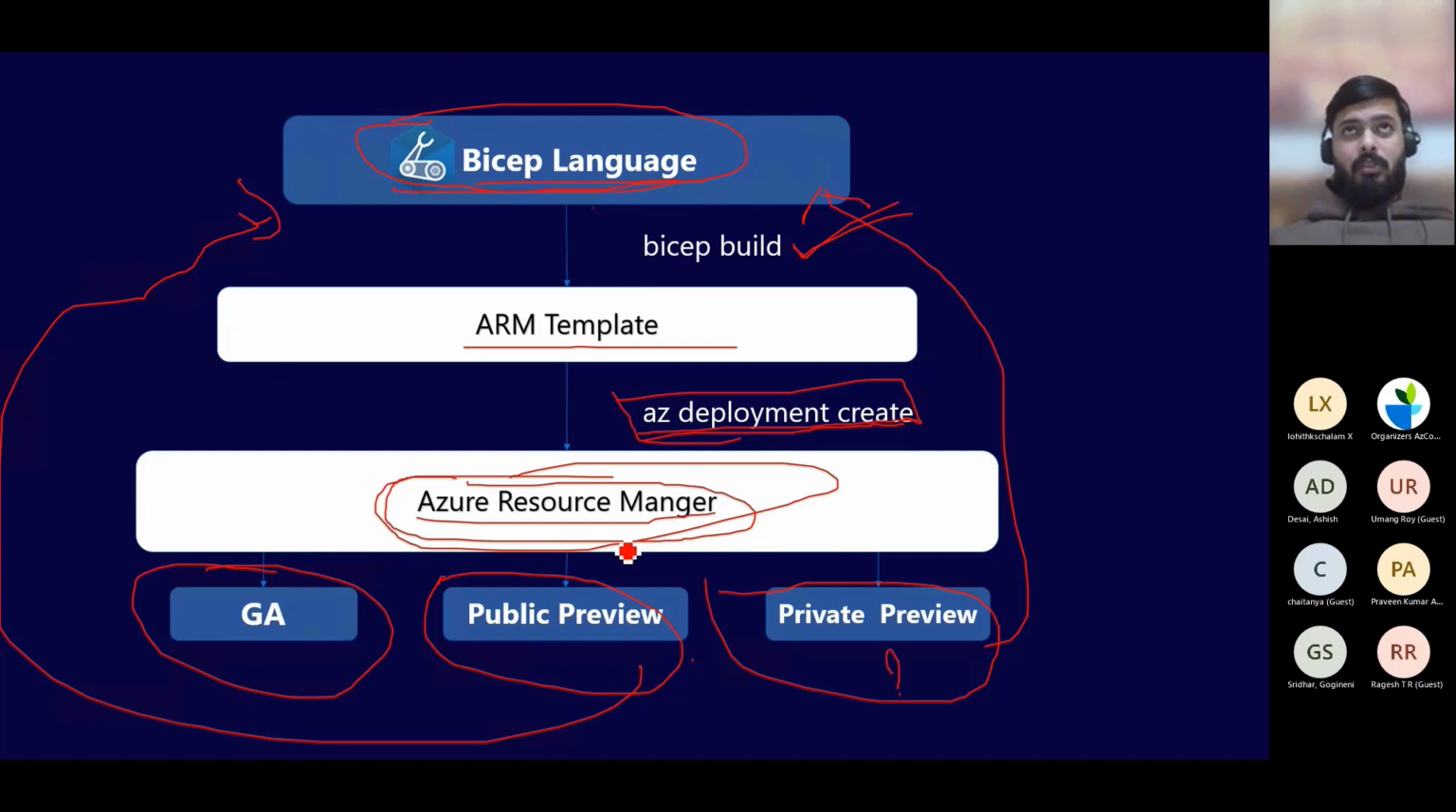And what I have seen with the new services coming out, if one is in public preview, it's hard to find that particular module in Terraform. But with Bicep, you will be able to deploy it on day one itself without any issues, or without seeing any kind of not-available modules.